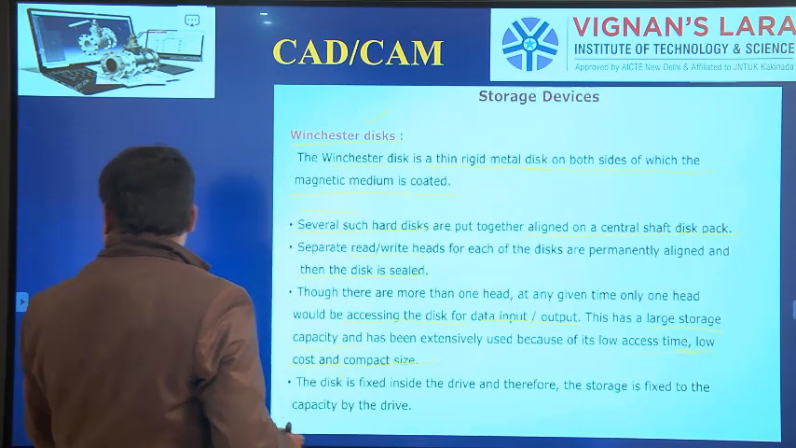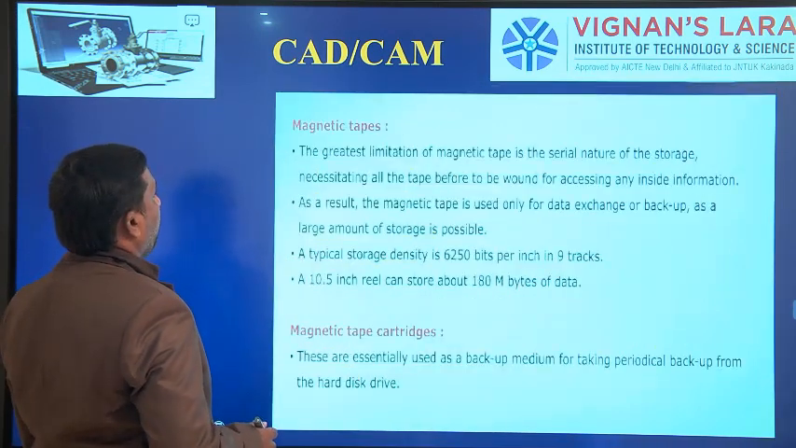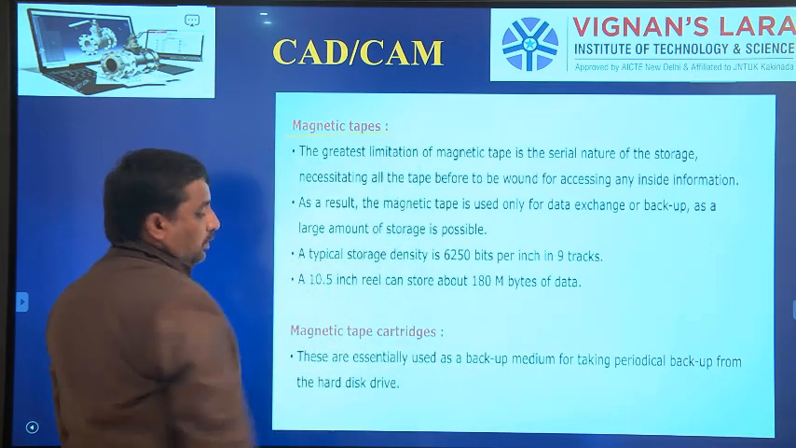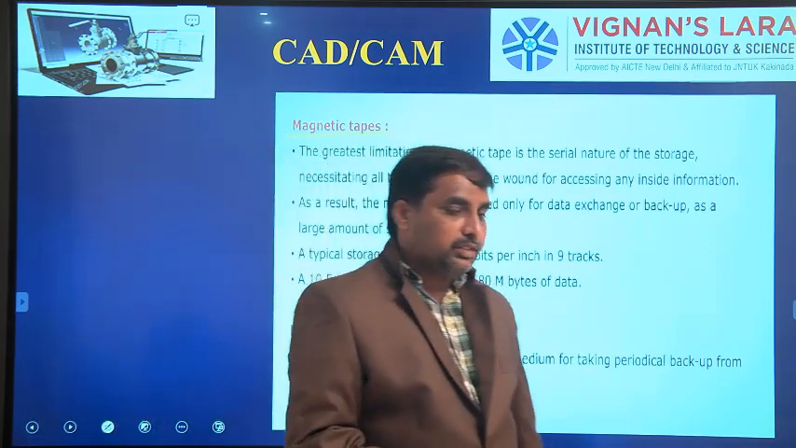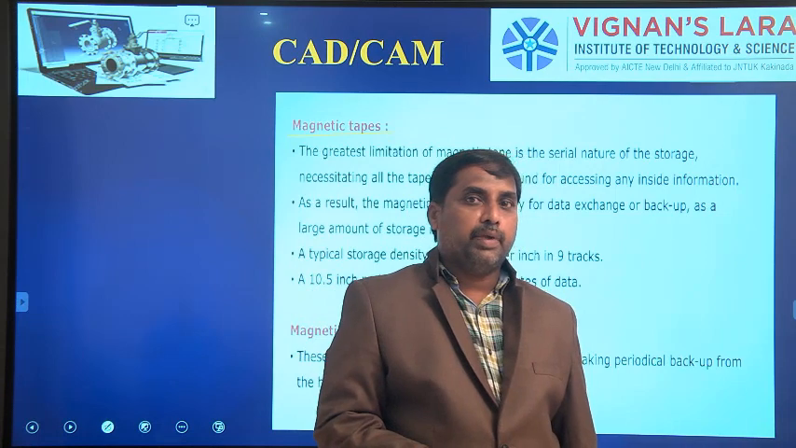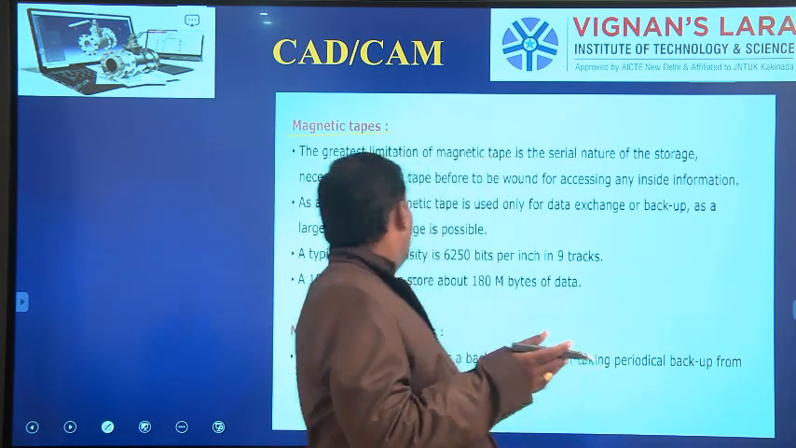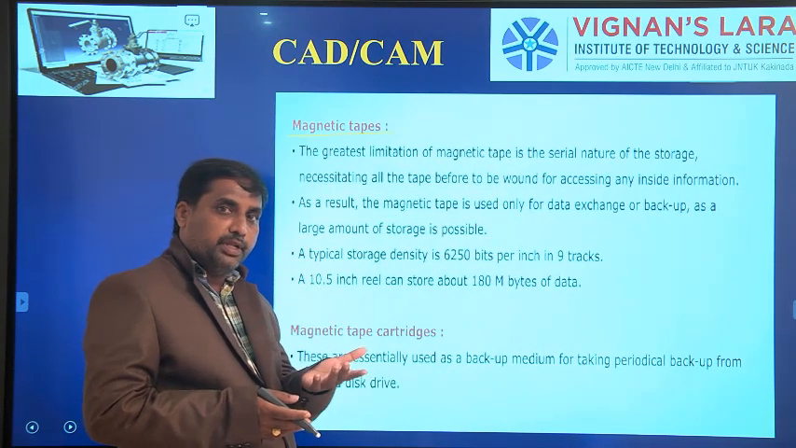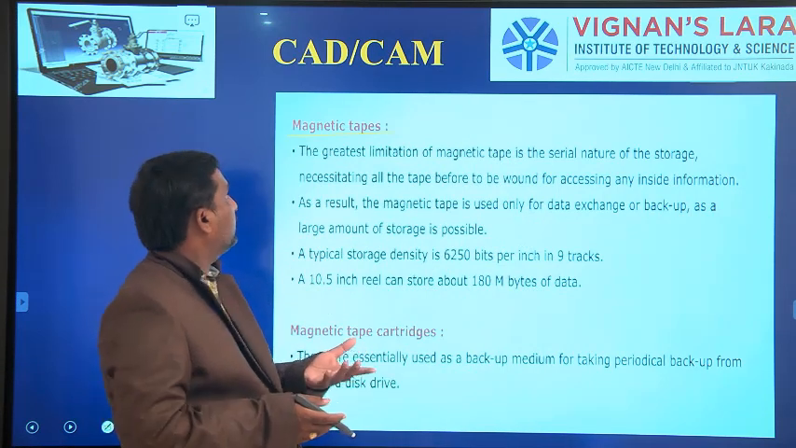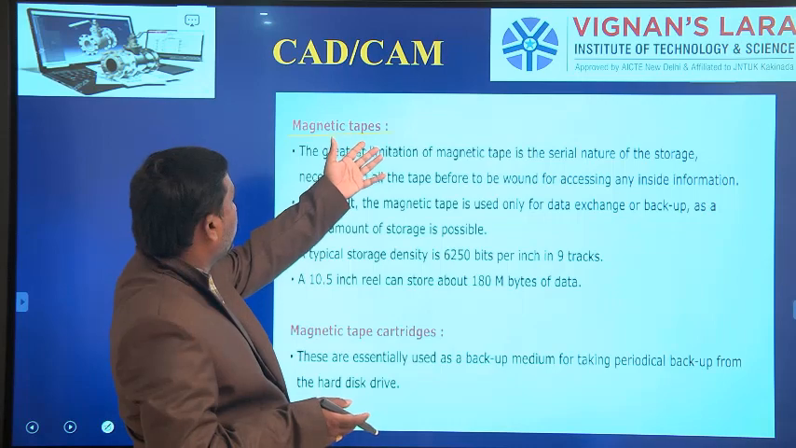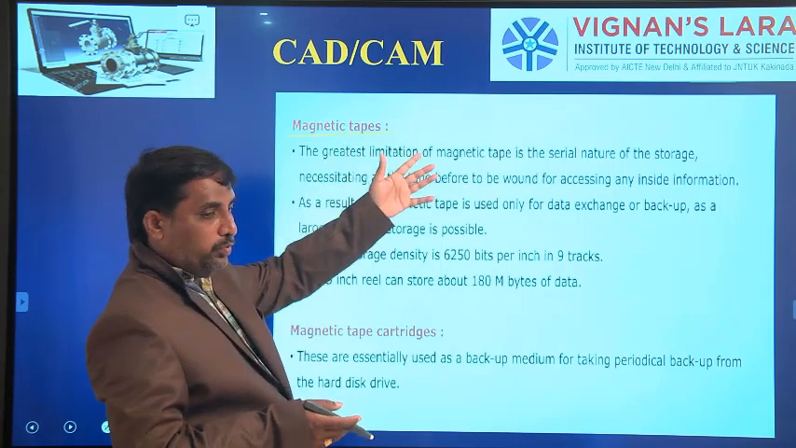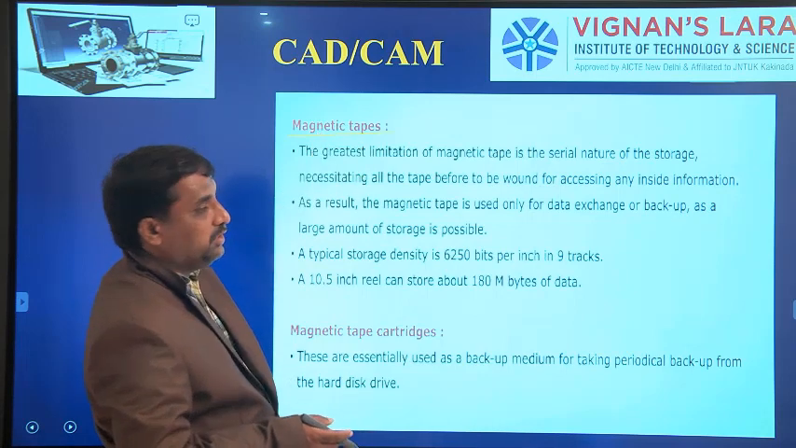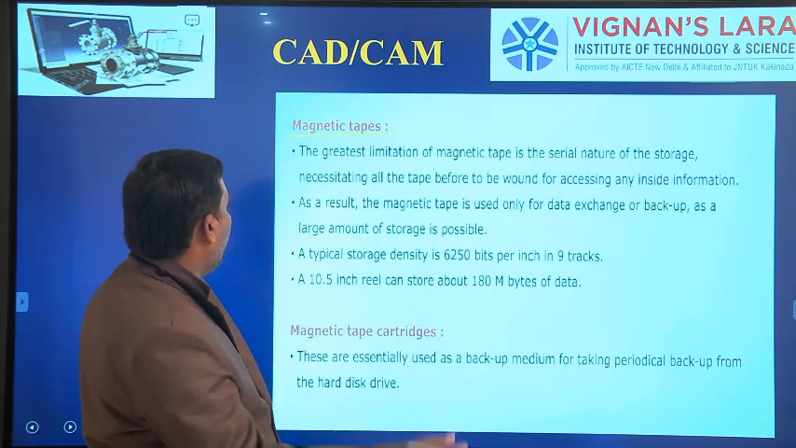Next one, magnetic tapes. A floppy disk is coated with magnetic elements on both sides, and a hard disk also contains many magnetically coated metallic disks. Now we leave the disks, and we go for the tapes. This we can learn now.